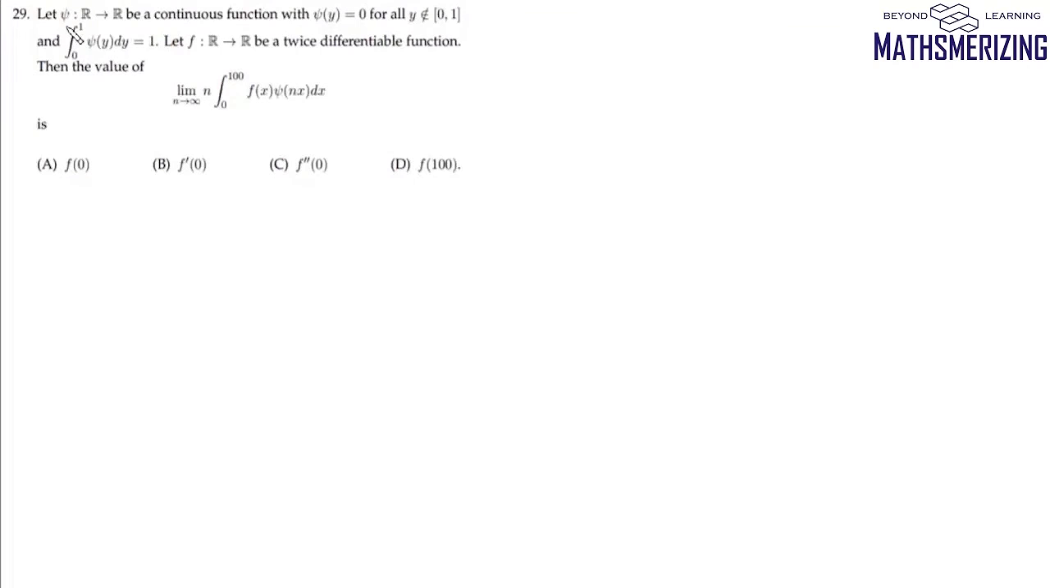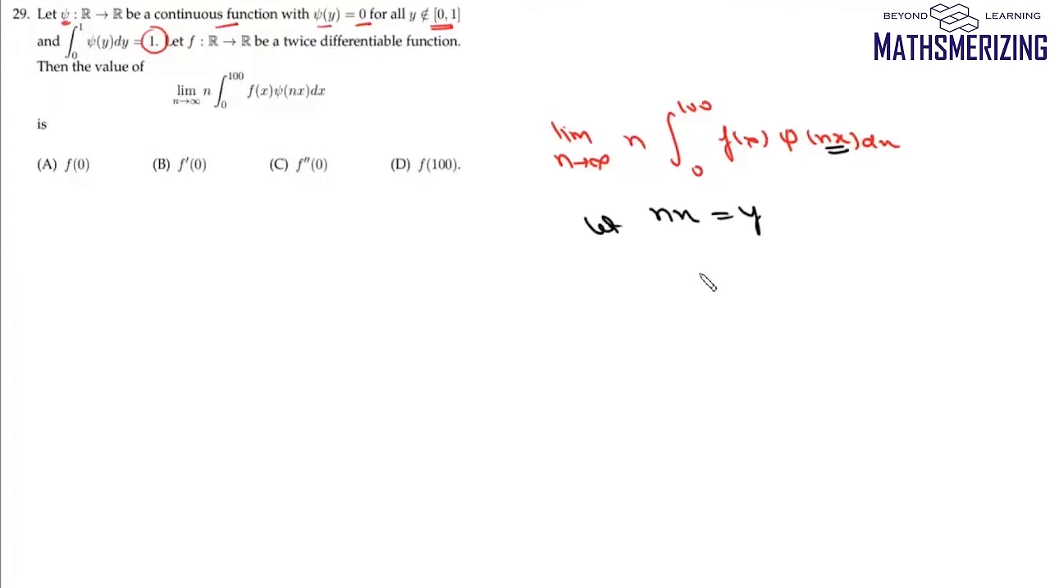Now question number 29 is, let psi be a continuous function such that psi(y) is 0 for all y which doesn't lie between 0 and 1, and this integral from 0 to 1 psi(y) dy is 1. We need to find this limit, which is limit n tends to infinite n into this integral from 0 to 100 f(x) psi(nx) dx. Now what we'll do is we'll use substitution to make it some y. So we'll take let nx equals y, then dx is nothing but it is 1 upon n dy. So we can write this limit as limit n tends to infinite, and then n dx is dy.